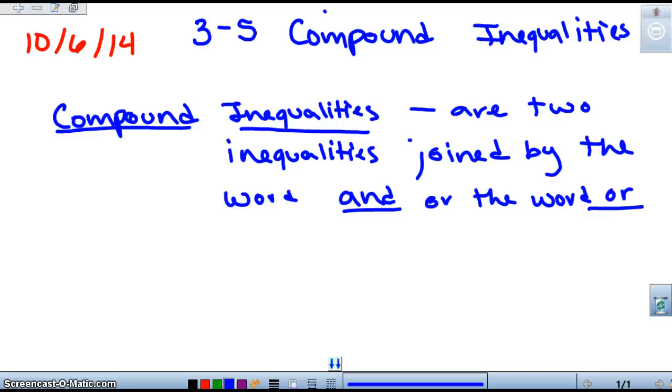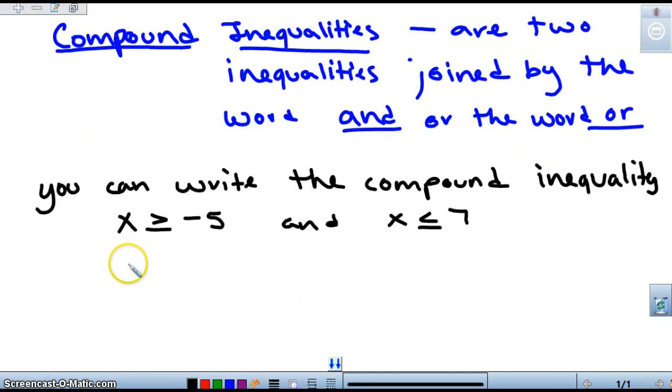Today we're talking about compound inequalities. Compound inequalities are two inequalities joined by the word "and" or the word "or". You can write the compound inequality x is greater than or equal to negative 5 and x is less than or equal to 7 as x greater than or equal to negative 5 and less than or equal to 7.